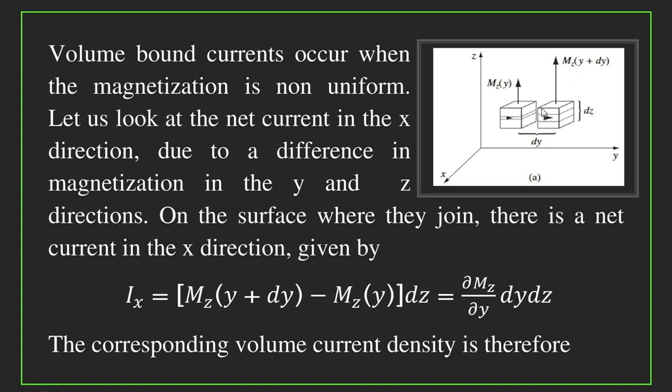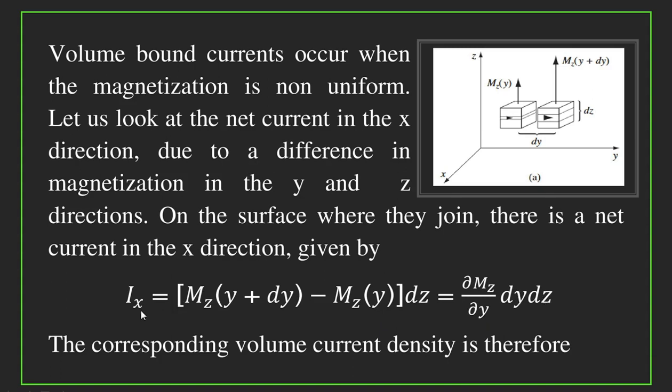Therefore, Mz of y plus dy into dz is the current along the positive x direction, and there is another current along the negative x direction due to Mz of y, that is minus Mz of y into dz. That is equal to Mz of y plus dy minus Mz of y, divided by dy, into dy dz. That quantity can be written as dou Mz by dou y into dy dz, which is equal to Ix.